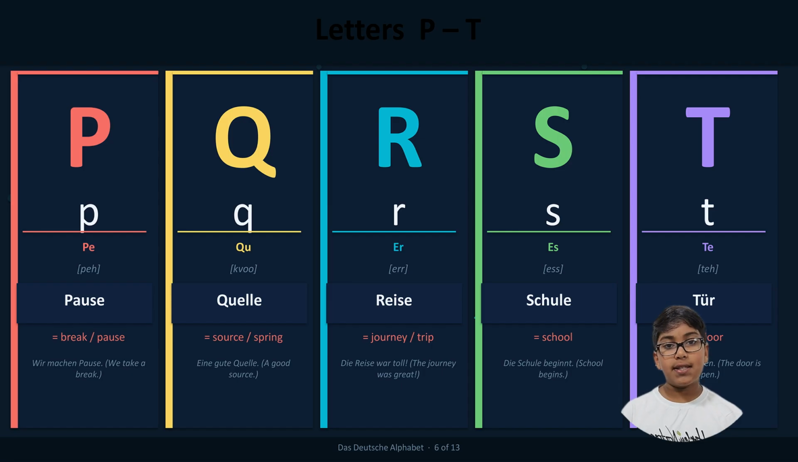R, pronounced as air. The German R is made from the back of the throat, like you're gently gargling. It takes practice and that is totally normal. Do not worry if it feels strange at first. The example word is Reise. Say it. Reise. It means journey or trip. Die Reise war toll. The journey was great.